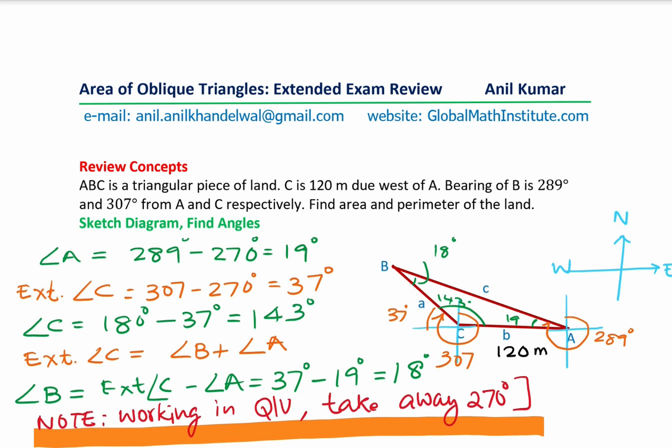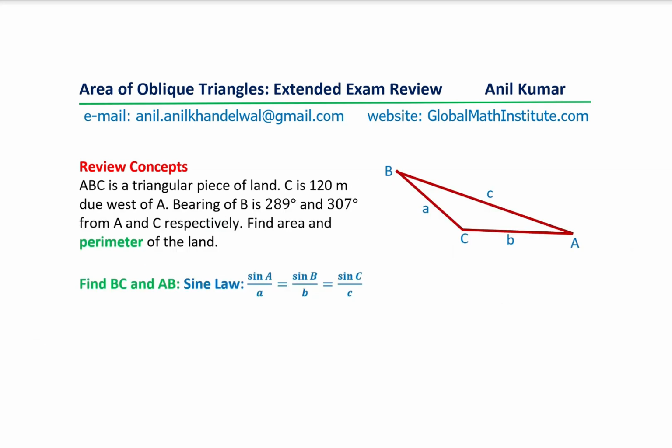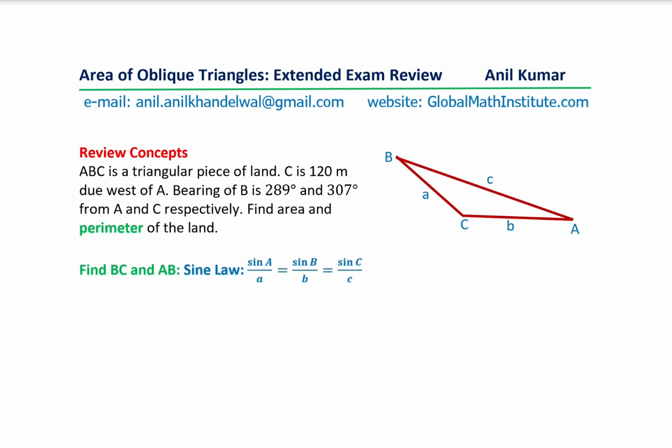So we already have the angles now, and we can now solve the triangle. We have calculated all the angles. Now it is time to calculate the side lengths of the triangle. We already know that the side CA is 120. So we'll write that down. The angles which we just calculated were, for angle A, 19 degrees. Angle B is 18 degrees, very close. And this is 143 degrees.